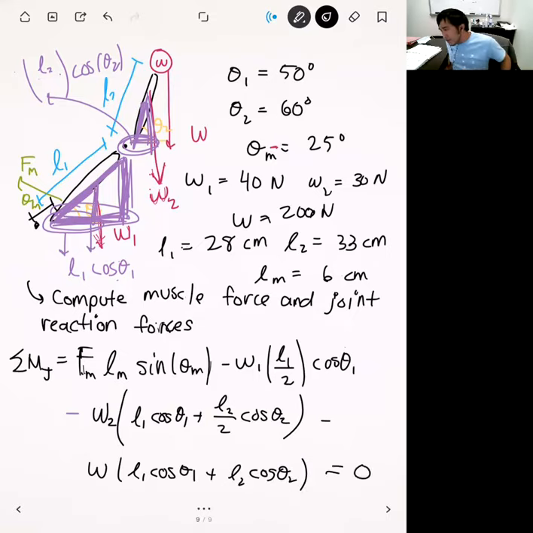And all this is going to be equal to 0. Okay. All right. So you can see there's quite a bit of work here, just because we had so many contributions from the forces. But if you take it step by step, it's not so bad. Okay. All right, and so let's go ahead and sum these up and then solve for FM.